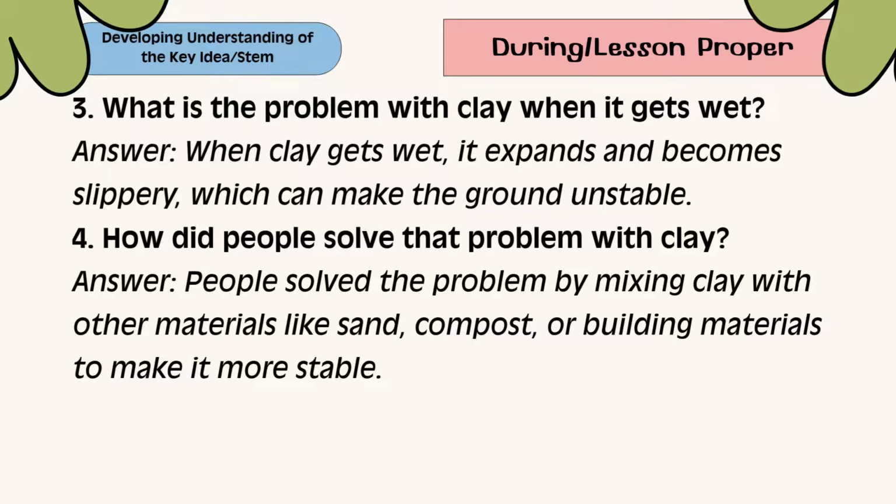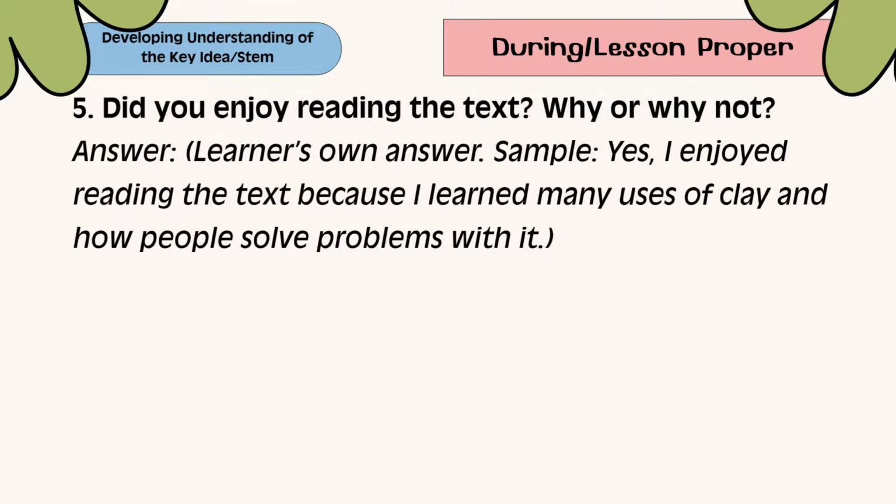Number 4. How did people solve that problem with clay? That's right. People solve the problem by mixing clay with other materials like sand, compost, or building materials to make it more stable. For question number 5, did you enjoy reading the text? Why or why not?